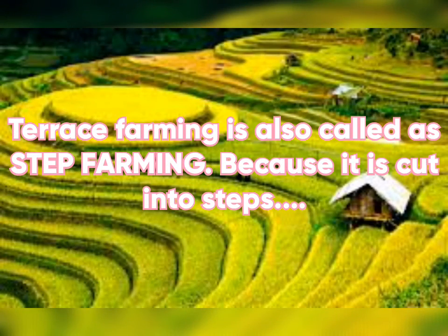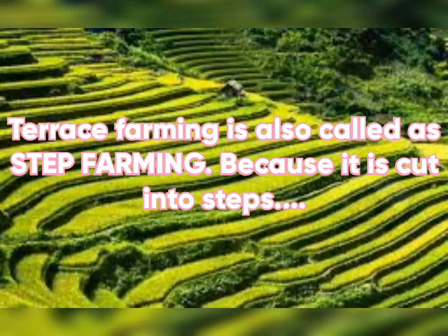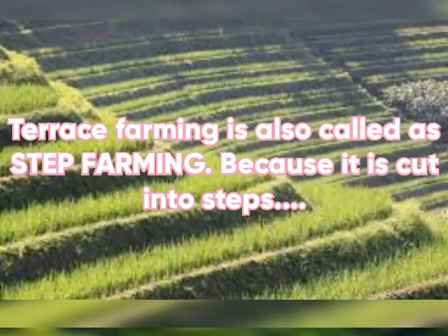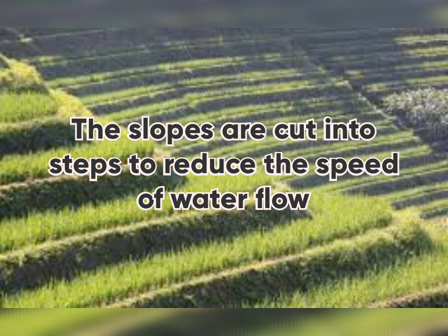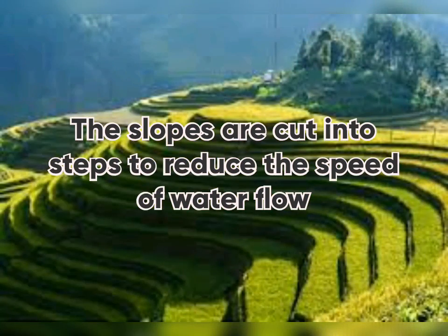Okay, and once those small steps are cut, the speed of the water will be reduced, as it will be coming one after another, crossing so many steps. So definitely the speed of the water will automatically be reduced, and the soil erosion will not be done. The soil eroded from one step is deposited on the next step. So that is why soil erosion will be stopped, or reduced, in step farming.